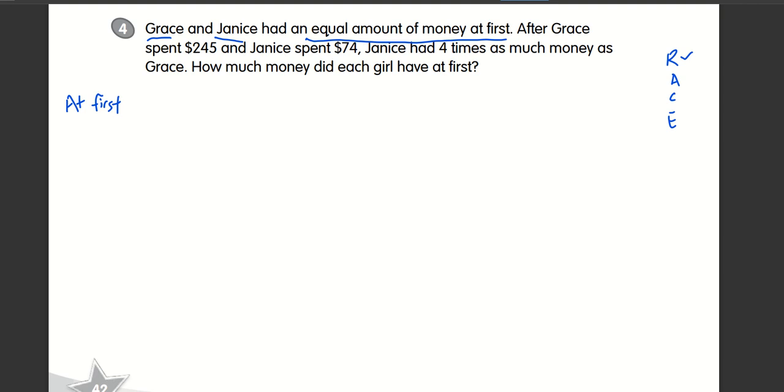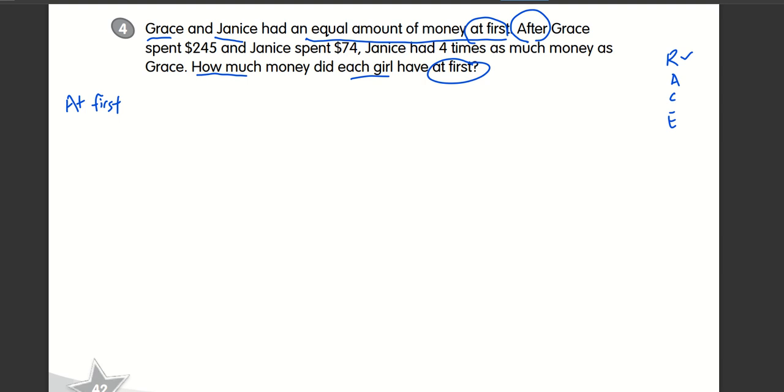And then after, okay, so you have the words at first and after. So something happened. Grace spent a certain amount of money, Janice spends a certain amount of money. Janice had 4 times as much money as Grace. And the final part, how much money did each girl have at first? Okay, that's the final part.